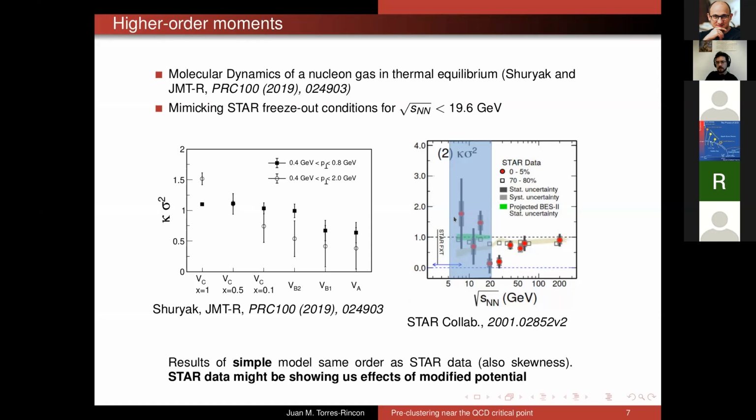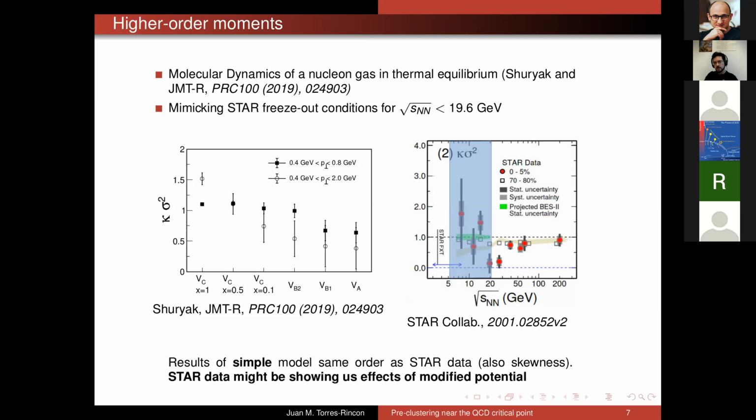Okay, this does not mean that we explain the data, but it means that the results of this simple model, although we use similar conditions of STAR, have the same numbers as the experiment in this kurtosis, and also the increase of the skewness that is not shown here. So that means that the STAR data might be showing us the effect of this modification of the nucleon-nucleon potential in this region. Okay?